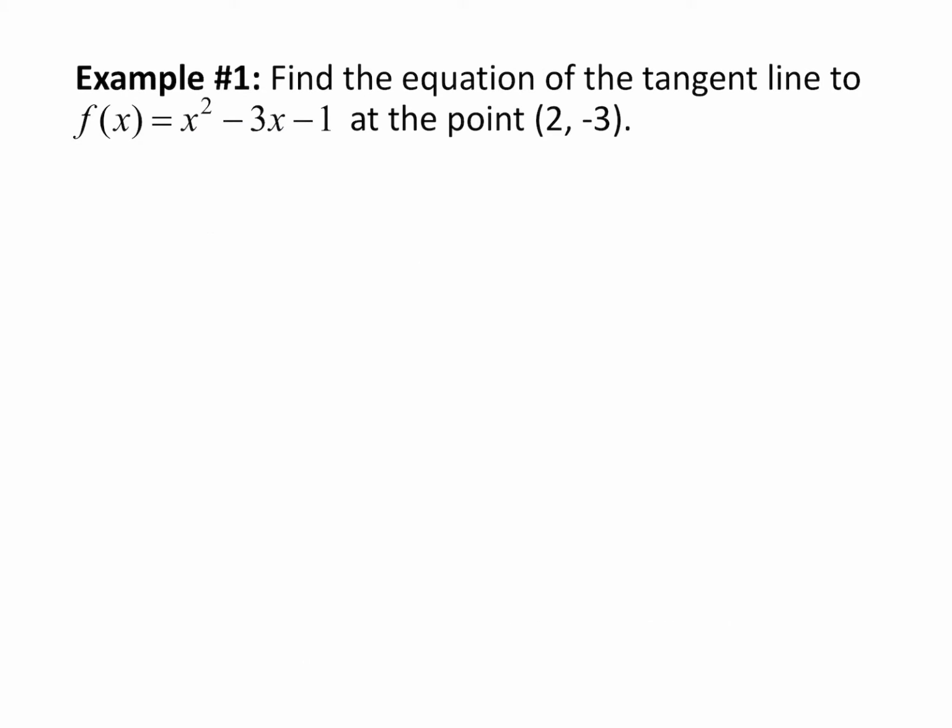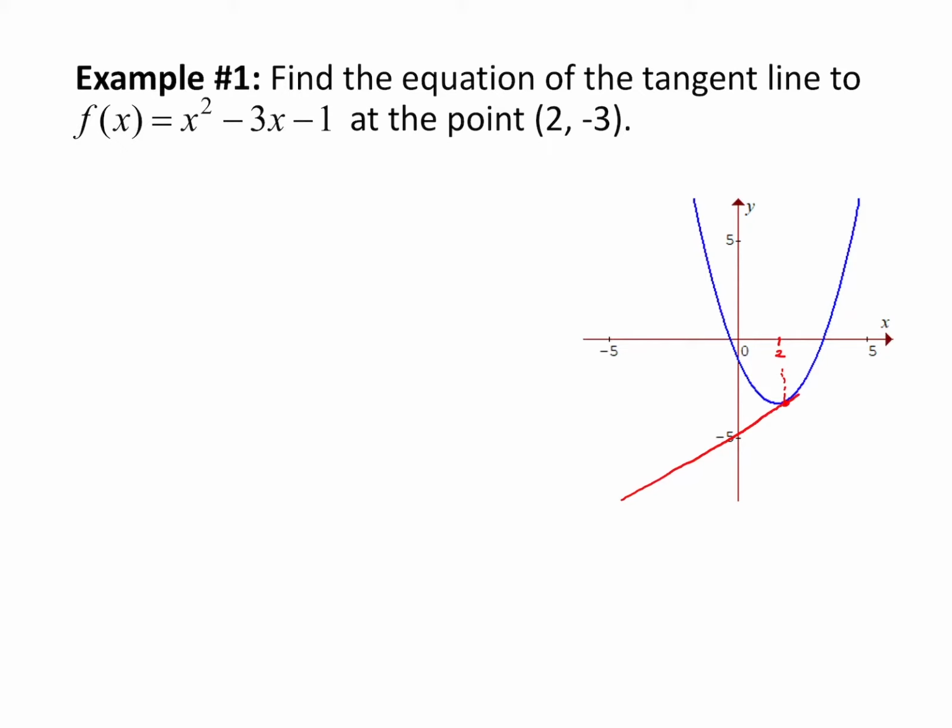In our first example, we're going to find the equation of the tangent line to f of x equals x squared minus 3x minus 1 at the point (2, -3). Looking at the graph, we're looking for the tangent line where x equals 2, around here. If we drop a line down, we're looking for the tangent line at that point. The tangent line, again, is a line that just grazes the curve at that point. So it's going to look something like that. We're looking for the equation of that line, the y equals mx plus b for that tangent line.